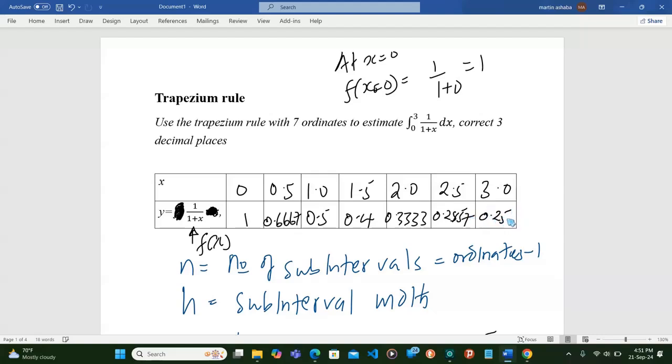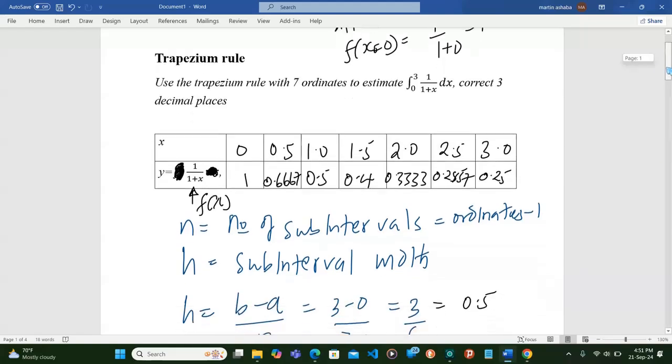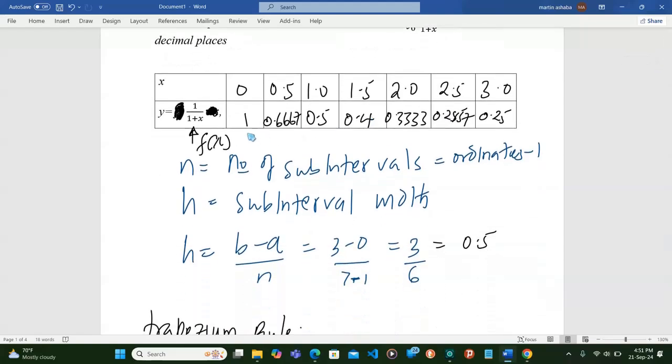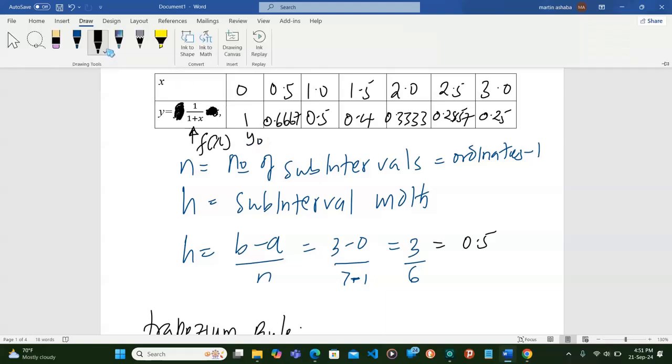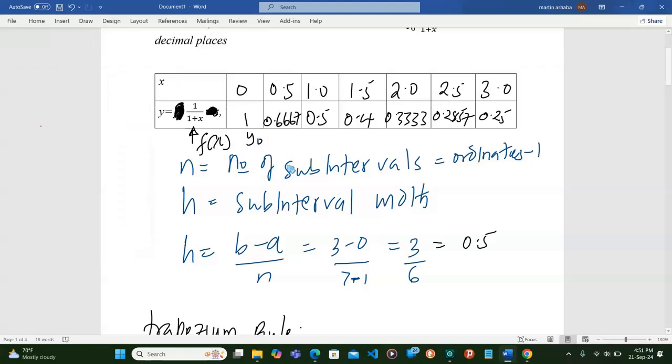So what do I do with these figures? I already know that this one is y naught. This is y1. This is y2. This is y3. This is y4. This is y5. And that is y6, which is the same as yn, because that is the last one.